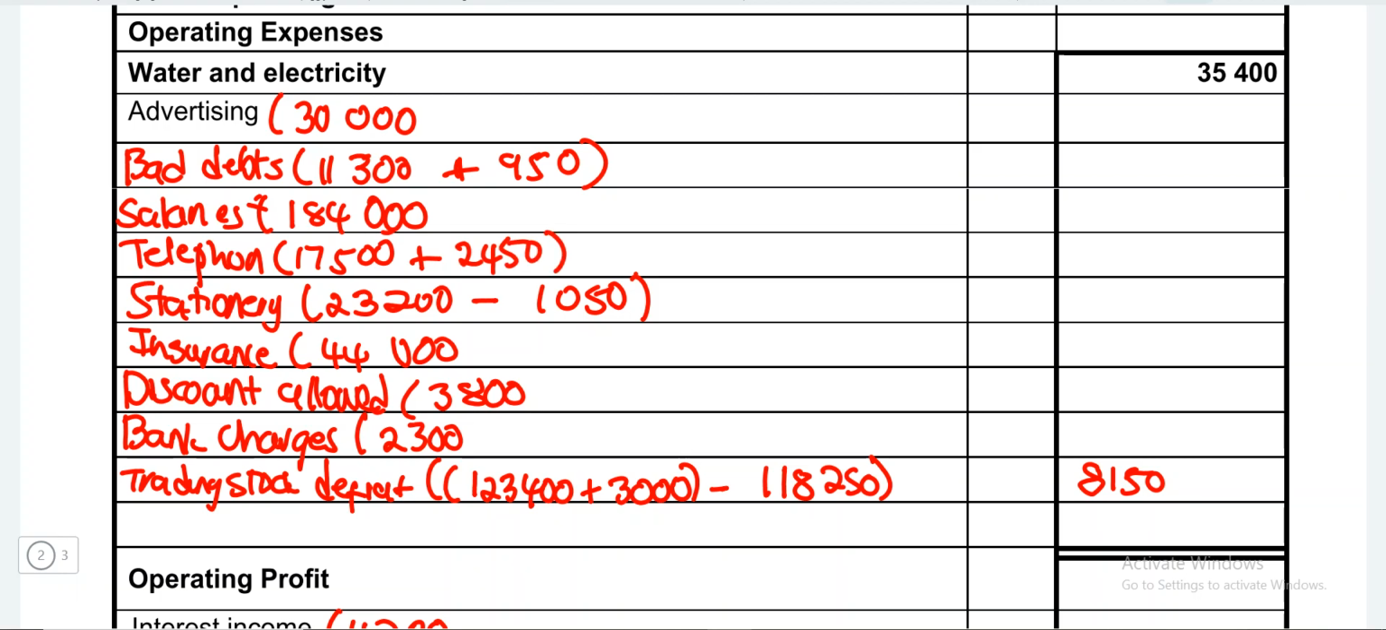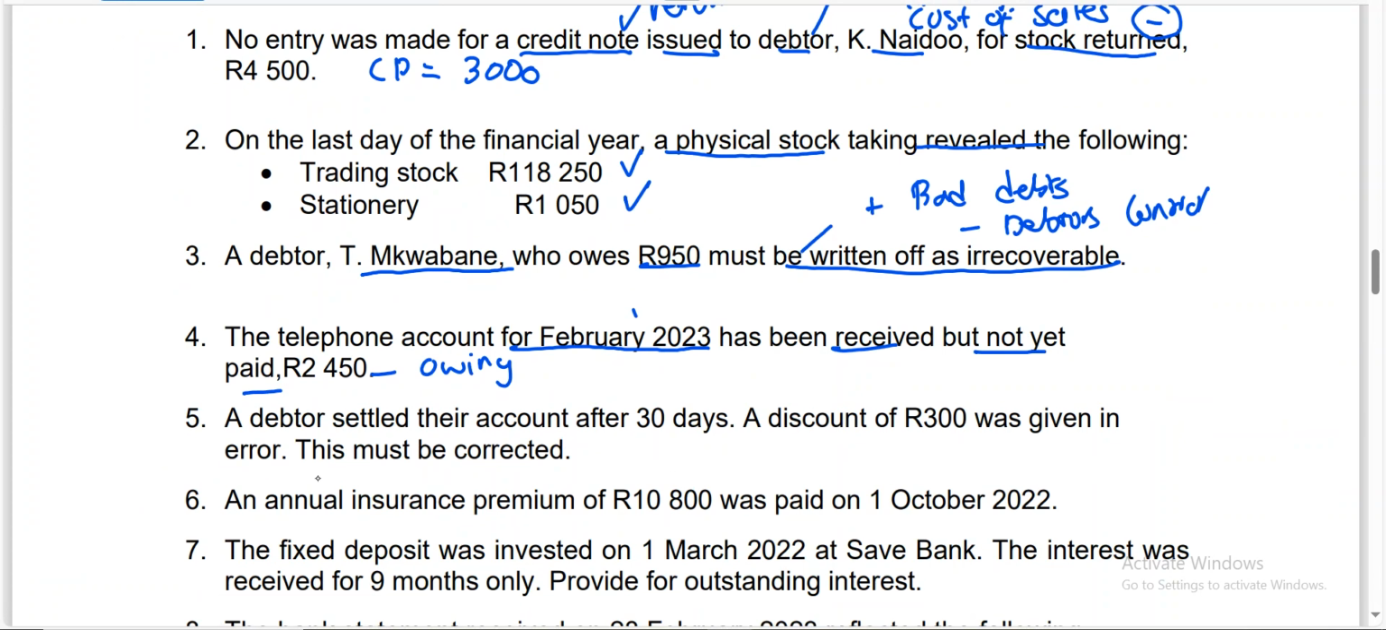Next one, they're saying that a debtor settled their account after 30 days. Very important for us to identify that this is after 30 days. So in other words, once it is after, they don't qualify for discount. They can't get discount because they paid after 30 days. So here they're saying a discount of 300 was given in error, so they made a mistake, and they're saying that this error must be corrected.